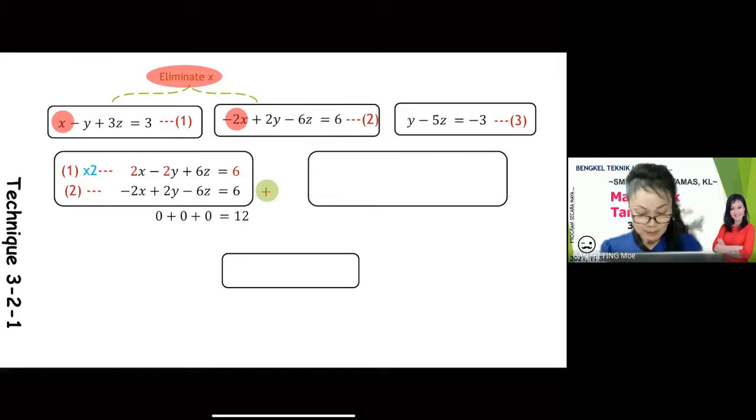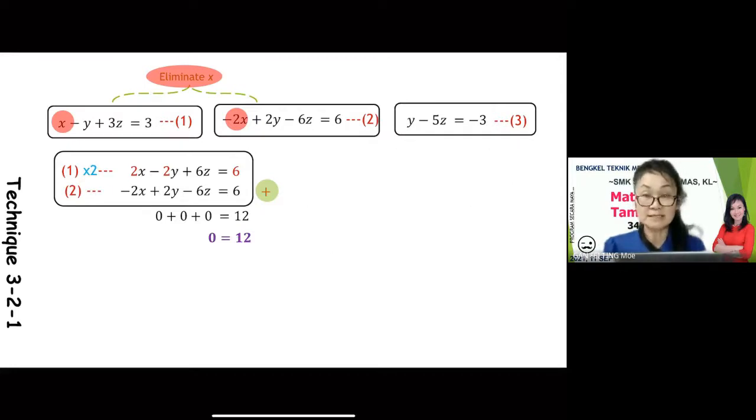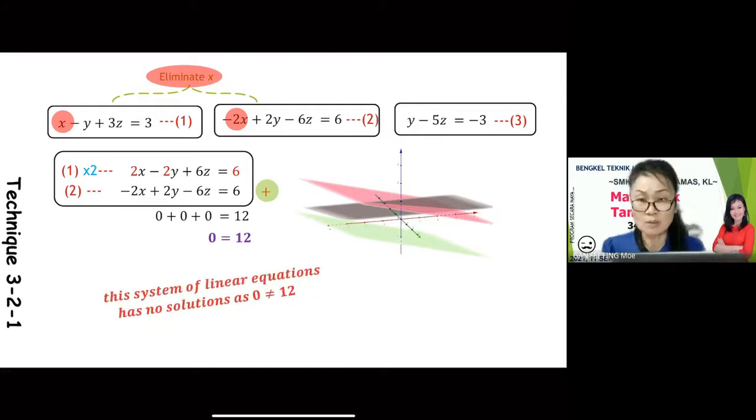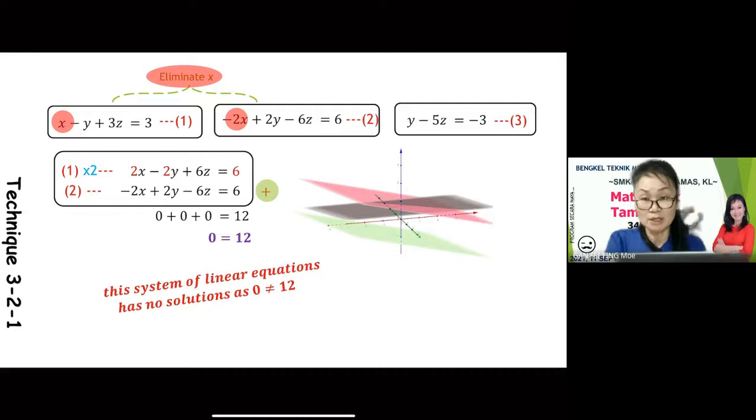But towards here, when I add up, I get 0 equals to 12. When this is 0 equals to 12, I don't continue. I shall stop my work here. I erase the 2 boxes. And what is 0 equals to 12? You have to think of this. What is that indicating? It indicates it might be 2 planes that are parallel, or it might be 3 planes that are parallel, making the answer that this system has no solution. Due to what? Due to 0 shouldn't be equal to 12. I highlight this one.